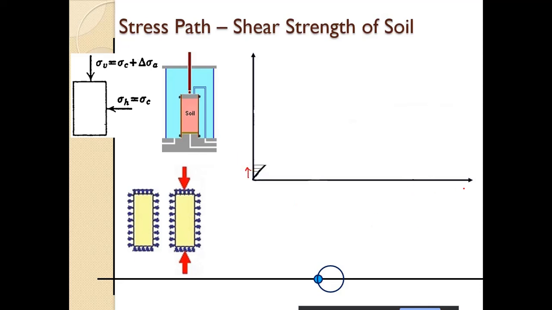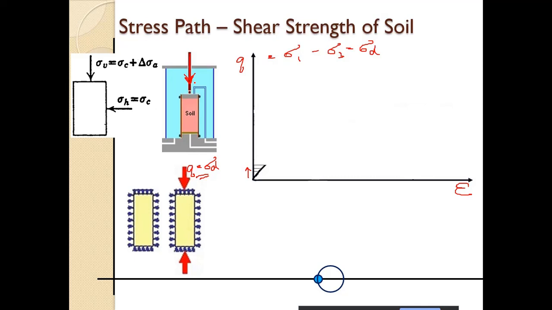So this is strain versus deviatoric stress, like q, which is equal to sigma 1 minus sigma 3, equal to sigma d. So this is q. Alright, so q is equal to sigma d, this one which we are applying from the loading ram.